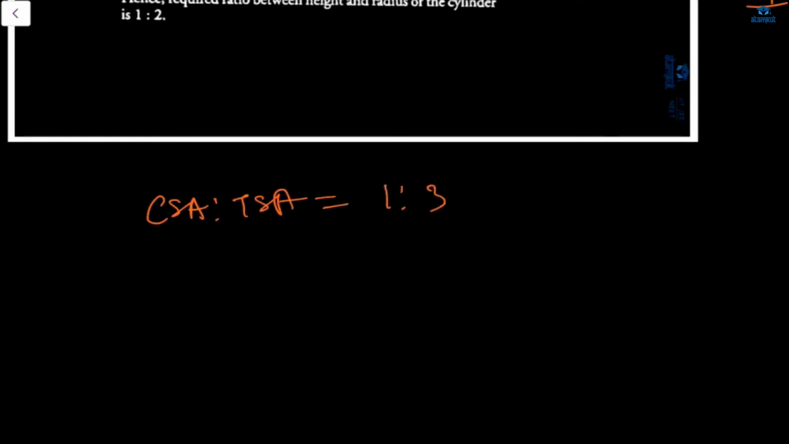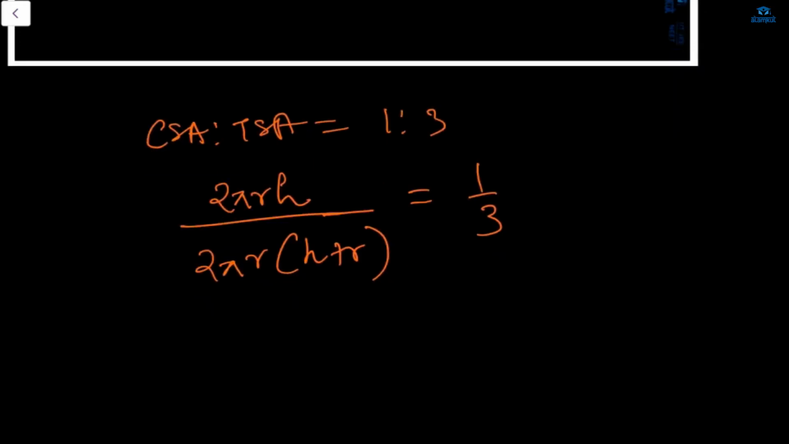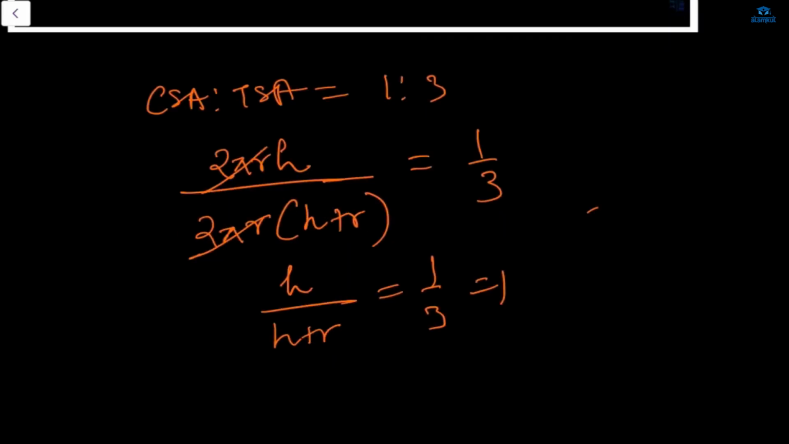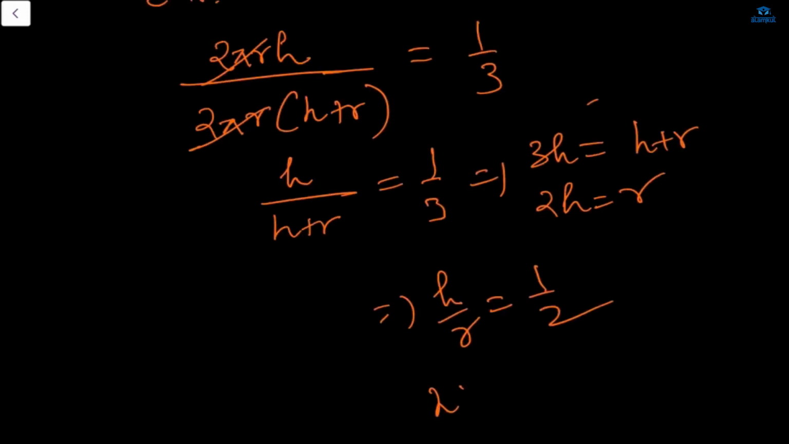Now, what is CSA? The curved surface area is 2 pi r h. And TSA is 2 pi r (h plus r). So CSA to TSA is 1:3. Now you can cancel 2 pi r, so h over (h plus r) is equal to 1/3. Which gives 3h equal to h plus r, so 2h is equal to r. So the ratio of h to r is 1:2.